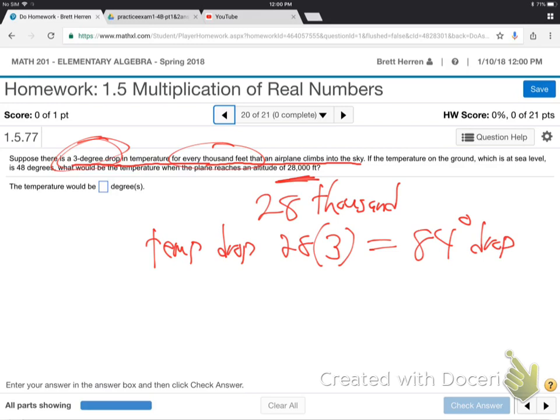And what was the original temperature when they left? Oh, that's going to be crazy cold. It was 48 at sea level. They shouldn't have gone up on a day when it was 48 at sea level. So 48 drop 84, something big negative. What is that? Negative 36? Is that what it is? I think. Am I doing that right? You guys have a calculator? It's going to be negative 36 degrees.